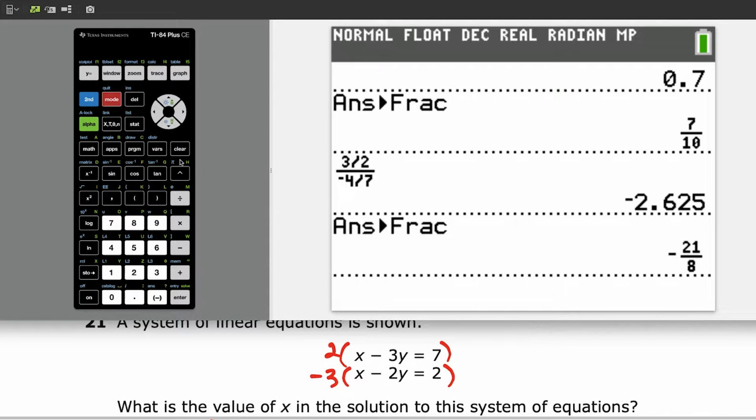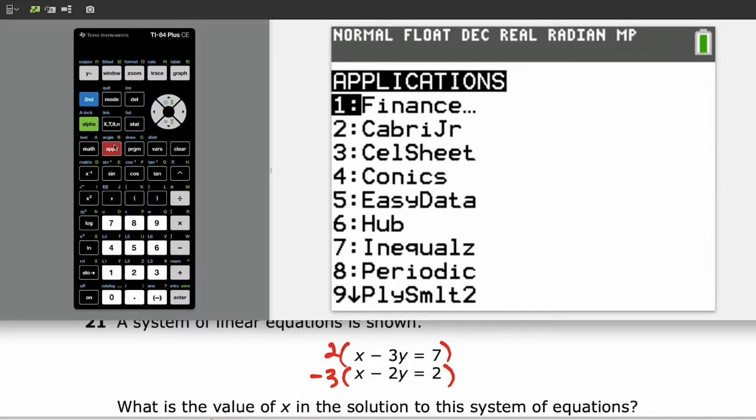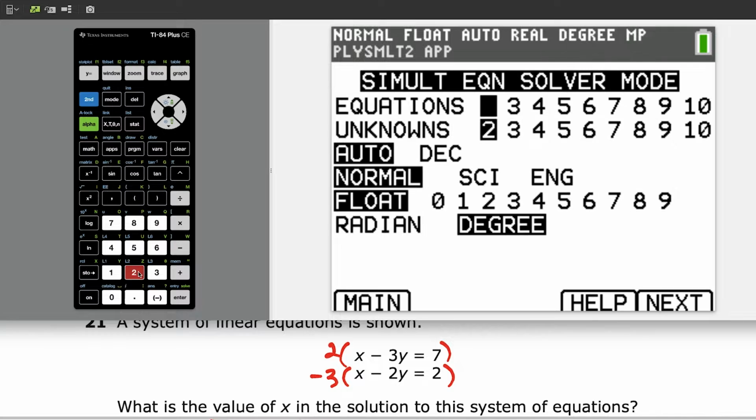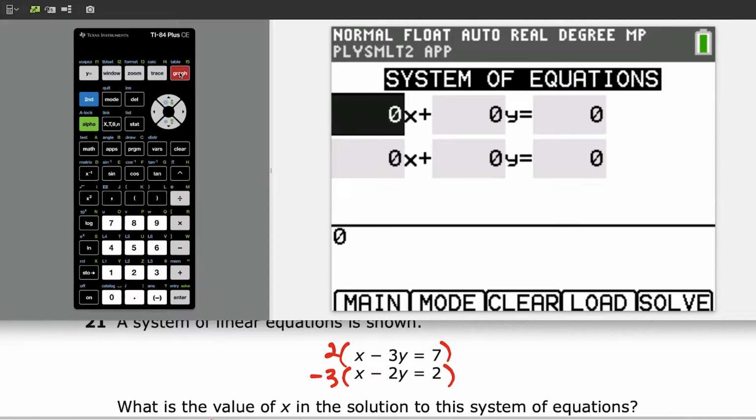But if I want to use the calculator to solve this, I could go to apps and then option 9 down here. I'm going to go to that option, and this is going to help us solve this system. I'm doing the simultaneous equation solver, option 2. And from here, I have 2 equations and 2 unknown variables, and I'm going to press next. So I'm going to press the graph button to go next.